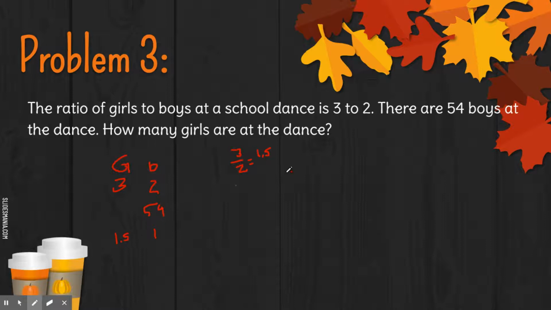So this time we would do 54 times 1.5, because we need to increase it to the 1.5 ratio.